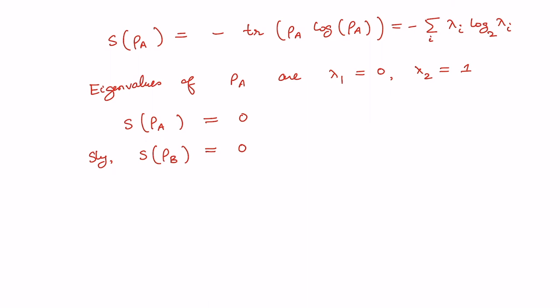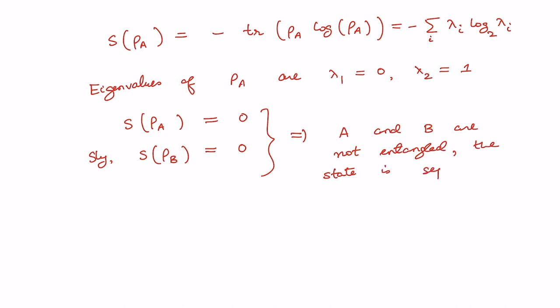So this basically implies that A and B are not entangled, and that means the state representing the subsystems A and B is separable. Okay, so this is the lesson we get.